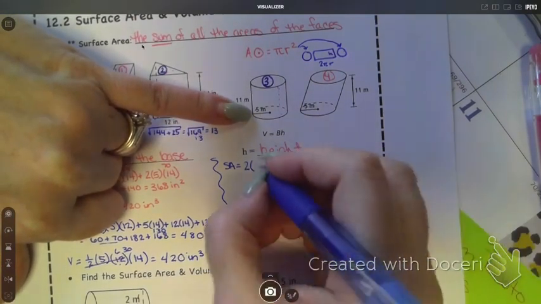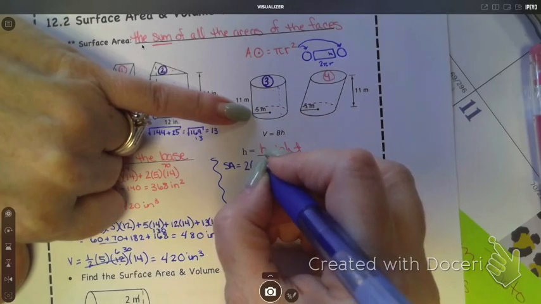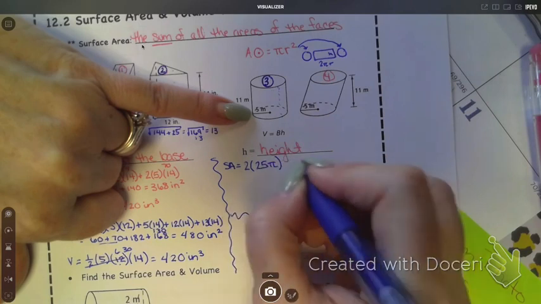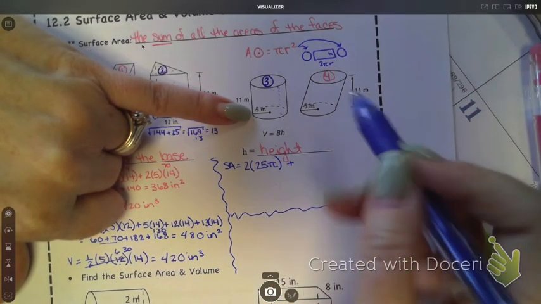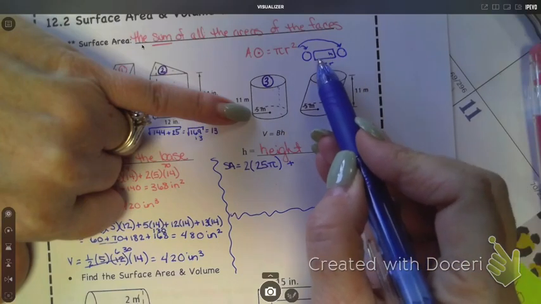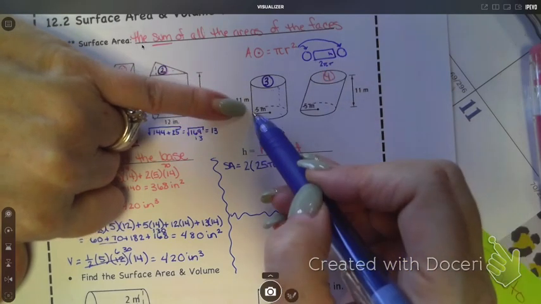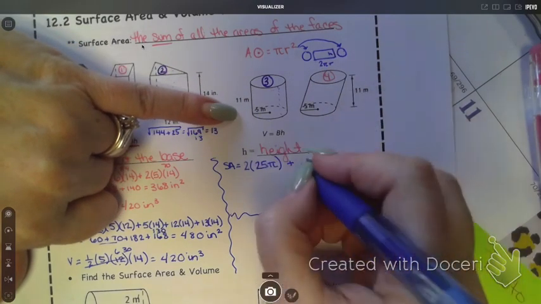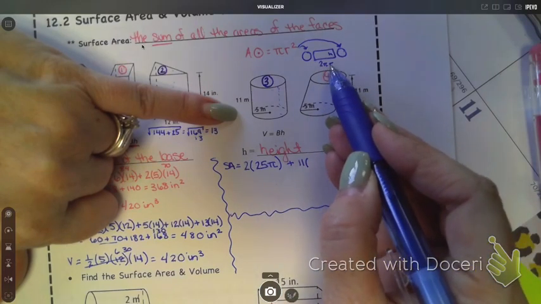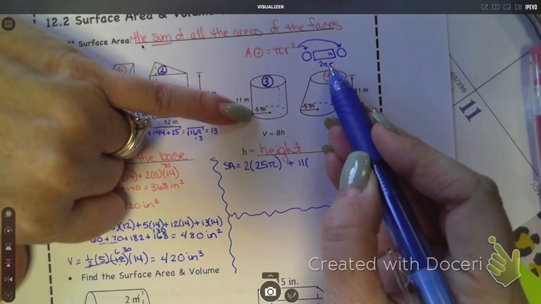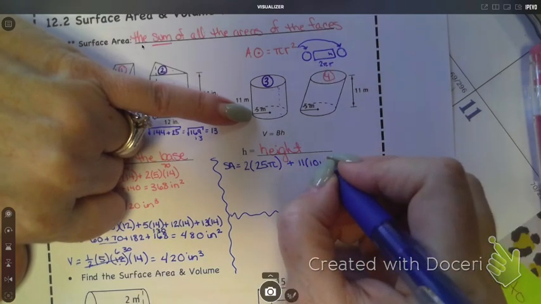So 25 pi plus... Now the length is going to be the circumference of the circle times the height of the cylinder. So that's 11, right? Times, and circumference is 2 pi r. So what's r? 5. 5 times 2 is 10. So 10 pi.